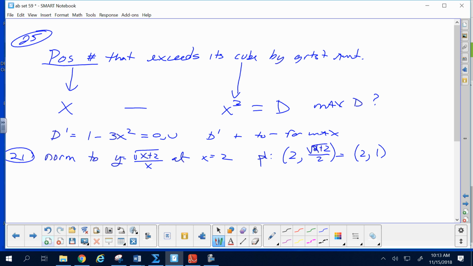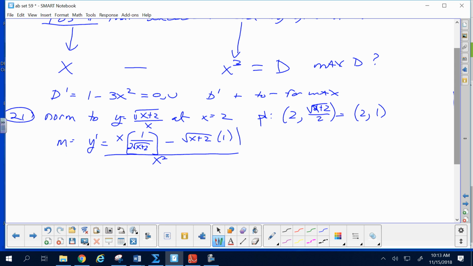Yes? Okay. Normal line process is a lot like tangent line process, just one small difference. The point is the same. You still calculate the point I'm getting. The point is 2, 1. The slope, you still start the same. You still need the derivative for the tangent slope. By quotient rule, low d high. The derivative of root x plus 2 is 1 over 2 root x plus 2 times derivative inside is 1. Minus high below, which is 1, over the square of what's below, okay? I could clean that up, but let's just find that slope at 2.